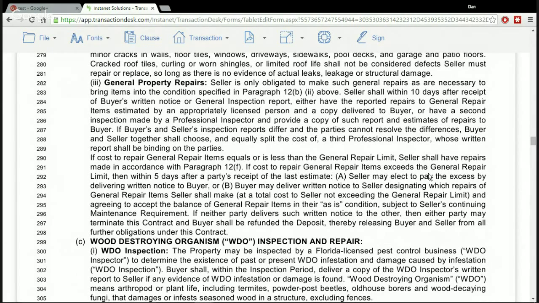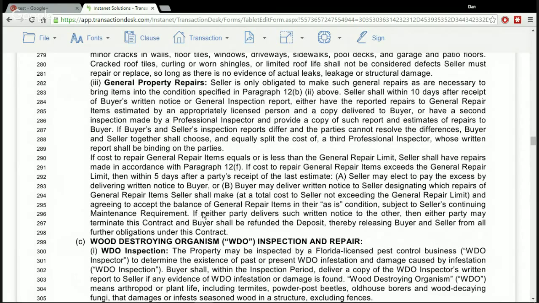If the cost to repair those items exceeds the repair limit, then within 5 days after receipt of the last estimate, the seller may either elect to pay the excess by delivering written notice to buyer, or the buyer may deliver written notice to seller designating which repairs of the general repairs seller shall make at a cost not to exceed the general repair limit, and agreeing to accept the balance of general repair items in their as-is condition, subject to seller's continuing maintenance requirements. So that's saying the buyer can say, well, I had all these repair requests. It's way outside of what the repair limit is, but let me just show you the most important ones, and these are the ones that will fit under the repair limit. I'm good with those, and I'll take care of the rest of the stuff on my own. So those are the two options there.